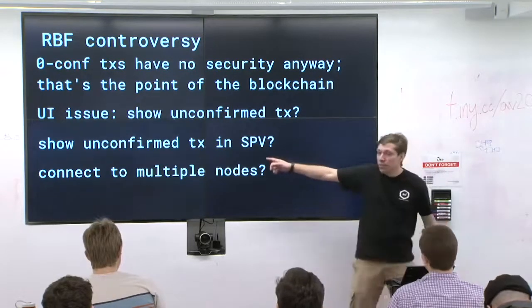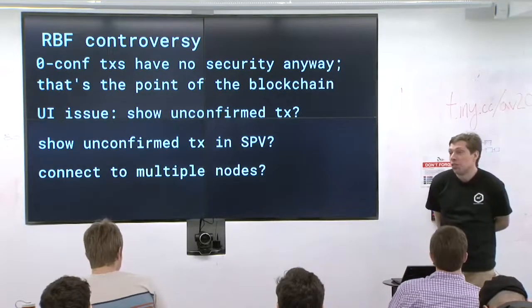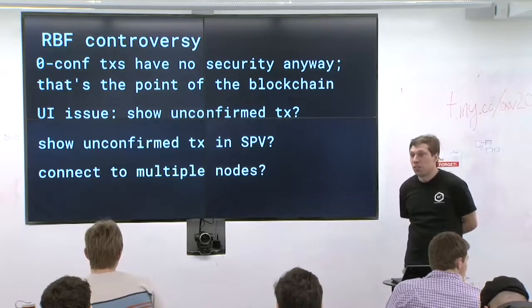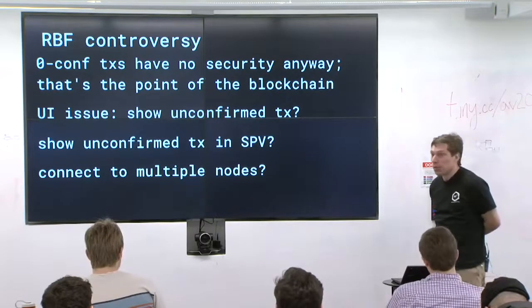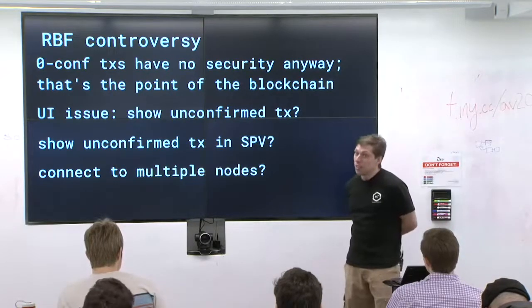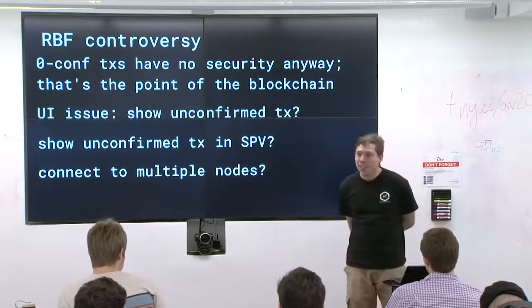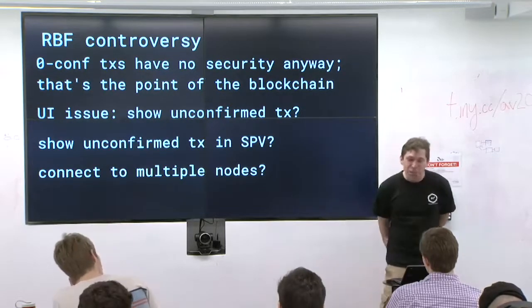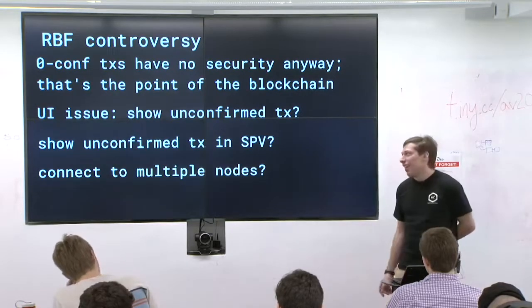If you're SPV and you see an unconfirmed transaction, you have no idea, right? Because you don't even know if it's spending outputs that exist because you don't have a UTXO set. You can't verify the signatures. You don't even know what the keys are supposed to be. But most SPV wallets still show unconfirmed transactions because users want it. They want to know. And sometimes they'll put it in red text, like, hey, it's unconfirmed, or put a little question mark next to it.